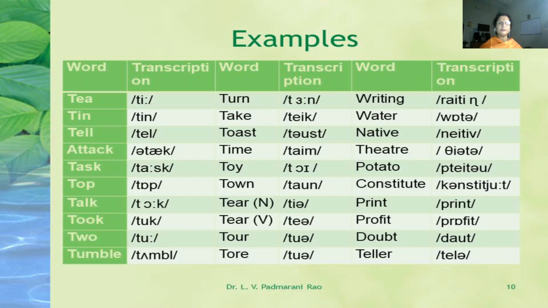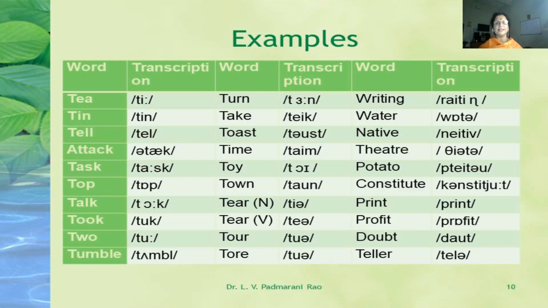T-E-A-R as a noun, which means tears, is pronounced tear. T-E-A-R as a verb, it means to rip, tear. Ea is the diphthong that is used here as a verb. Ia is the diphthong that is used as a noun. T-O-U-R, tour. Ua is the diphthong that is used. T-O-R-E, tore.